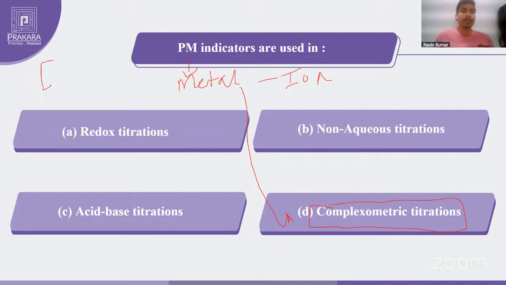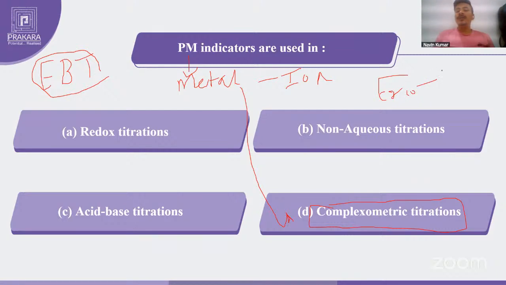For example, you can remember this one, that is Eriochrome Black T, commonly known as EBT. One of the examples of PM indicator is Eriochrome Black T. You can simply remember with a trick: Erio is a person who is running the chrome by taking the black tea. Erio is running the chrome by taking the black tea. So the name of the indicator is Eriochrome Black T. Okay, yes, it's the correct answer.